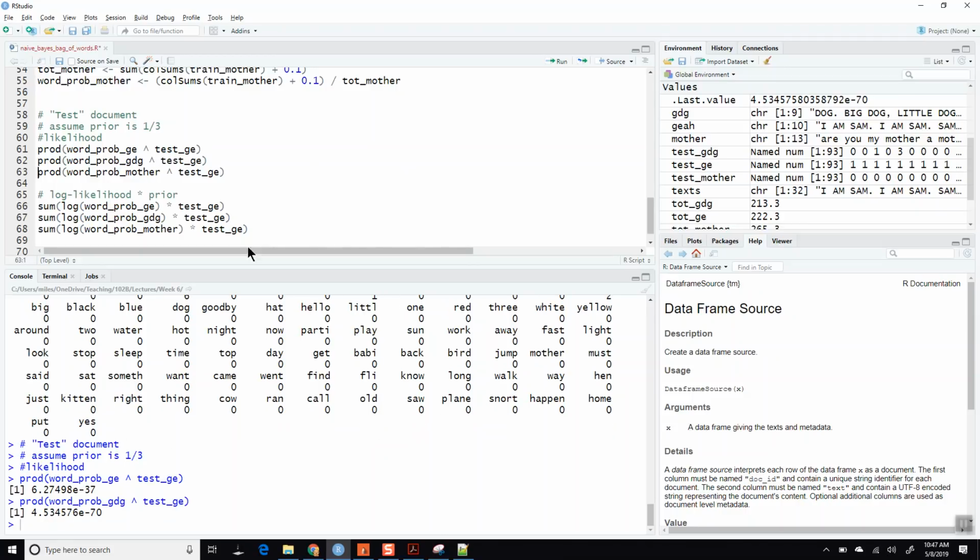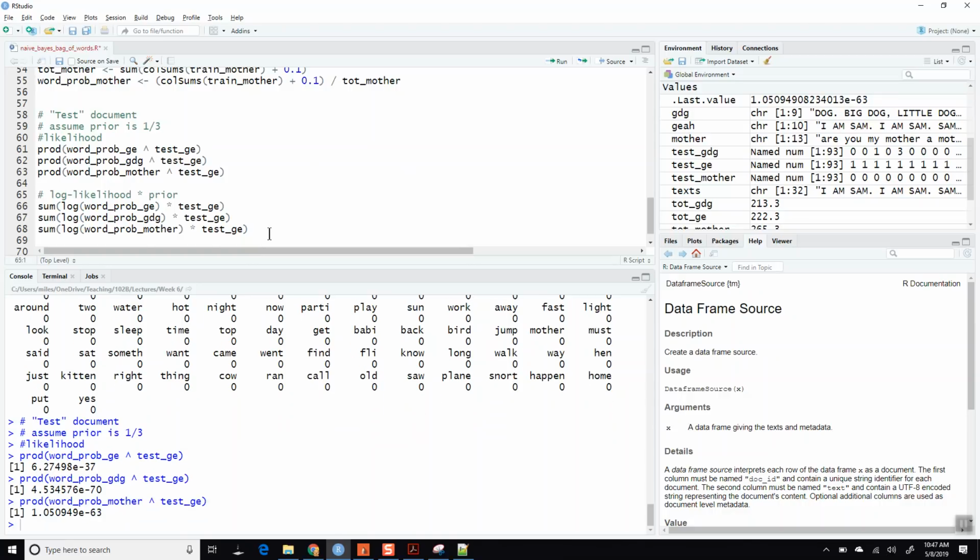We're getting things on the order of -37, -70, and -63. And so right here we see that the probability that it belongs to Green Eggs and Ham, as far as the likelihood goes, is on the order of 10 to the 23 times more likely. So this is it.